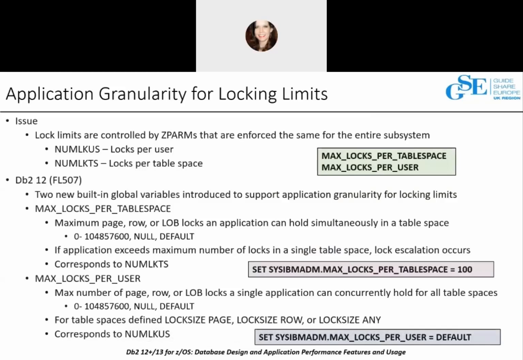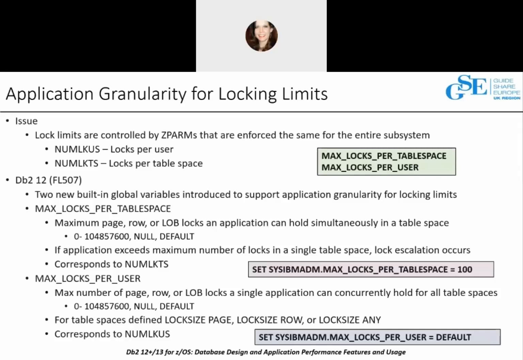So, picking back up where we left off, talking about application granularity for locks. By the way Db2 is designed, this is controlled through our ZPARMs, NUMLKUS and NUMLKTS, where we can control the number of locks that can be held for a user or per table space before lock escalation occurs. Well, that's maybe not optimal for everybody in the subsystem.